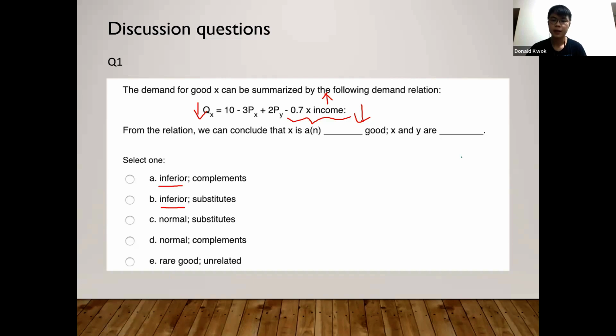So how about the second blank? We are going to determine the relationship between goods X and Y, whether they are complements or substitutes to each other. So we'd like to observe how a change in the price of good Y affects the demand for good X. Okay, so let's see. When PY increases, then 2 times PY will also increase. And thus, the whole expression on the right-hand side will increase. This means that when there's an increase in PY, the demand for good X will increase. Okay, so since the price of good Y and the demand for good X move in the same direction, this means that goods X and Y are substitutes to each other. So the correct answer to question 1 is the one I've chosen.